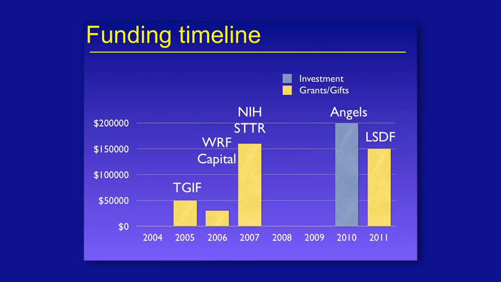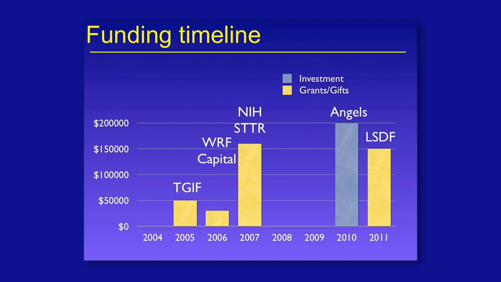The different types of funding have different effects on what's happening. What is in yellow are grants and gifts. And this is important in the sense that nobody gets any ownership of the intellectual property because of this. The investments, they do get some ownership. And so that's called dilutive funding. And the other is non-dilutive funding.